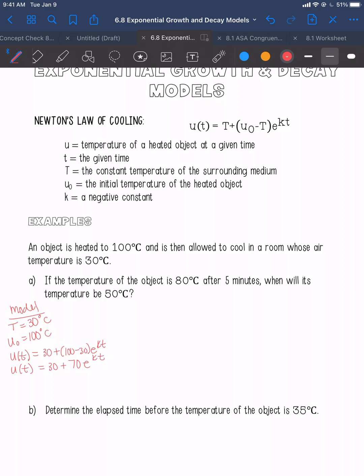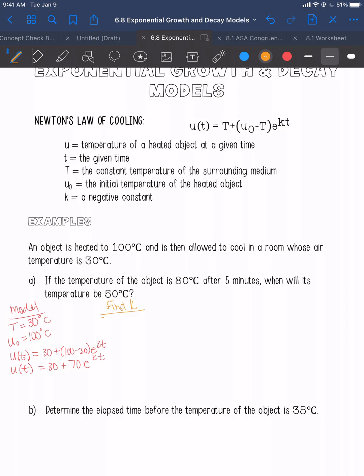Well, now in part A, it says if the temperature of the object is 80 degrees Celsius after 5 minutes, when will its temperature be 50 degrees Celsius? So we need to use the fact that it's 80 degrees Celsius after 5 minutes in order to find our k.